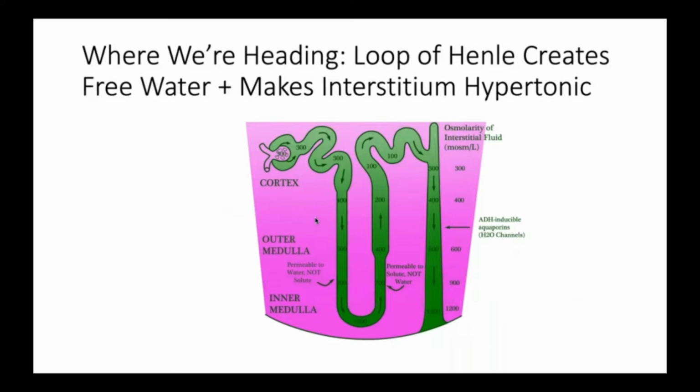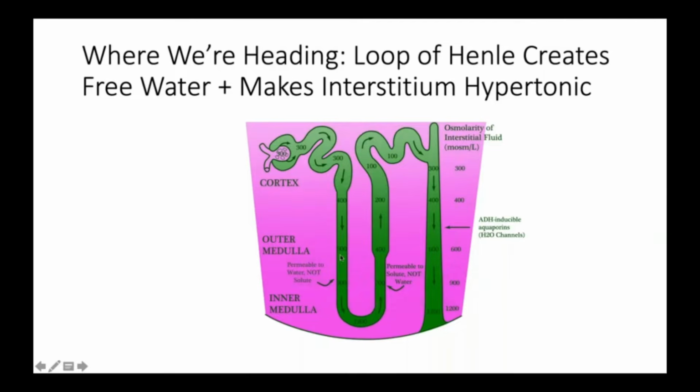I want to be very clear on what I'm trying to get at. I'm not just doing this for the sake of talking about countercurrent multiplication, although it's just interesting, right? I'm doing this because this is how we can regulate free water, because of the loop of Henle. So the key is, again, right?